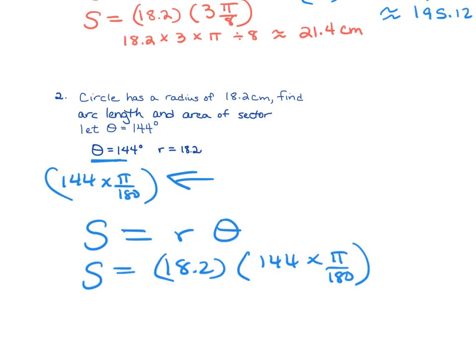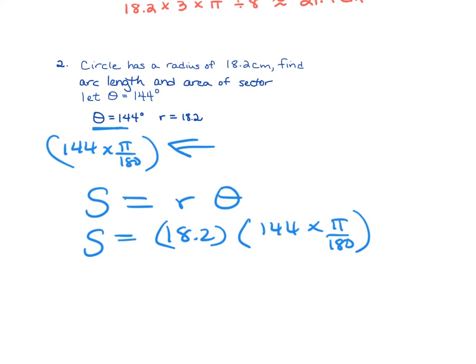Now I'm going to key this in my calculator. What I'll do in my calculator is 18.2 times 144 times pi divide by 180. I don't really need the parentheses here. These x's aren't variables, they're actually multiplication. Once I hit enter, this should give me 45.7 centimeters.